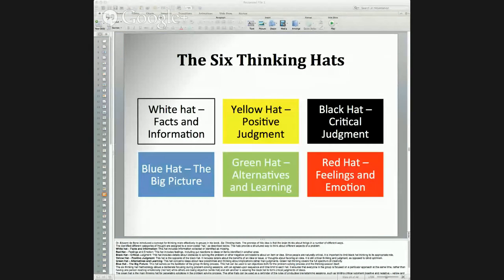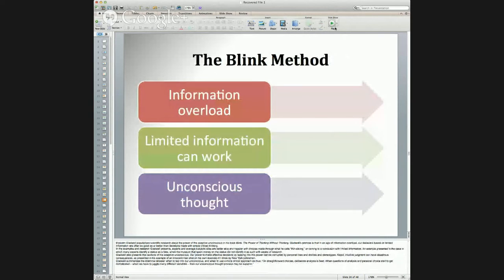To move further into this, we talked about the six thinking hats and we mentioned the different types. Now we want to talk about something that is also important in the process of problem solving, and that is the Blink method. Malcolm Gladwell popularizes scientific research about the power of the adaptive unconscious in his book, Blink. Have you ever heard of this book? Blink, The Power of Thinking Without Thinking.